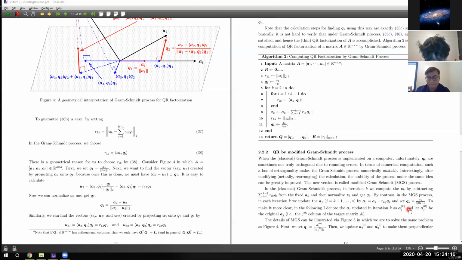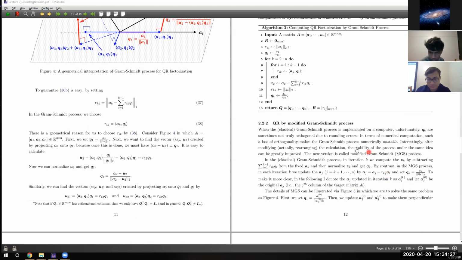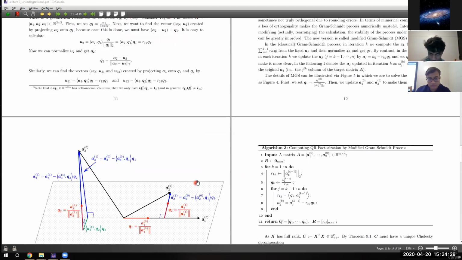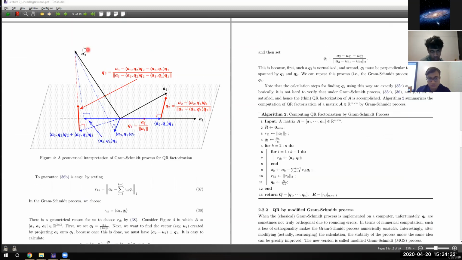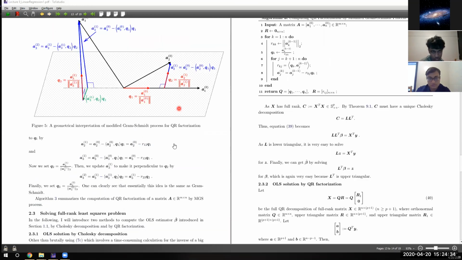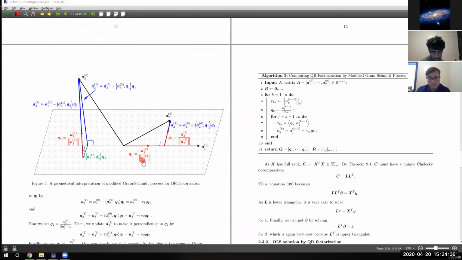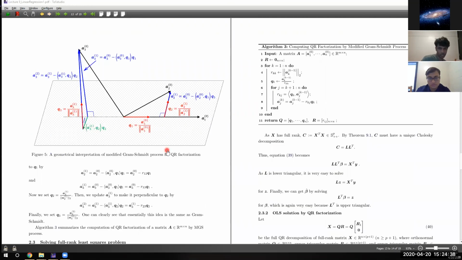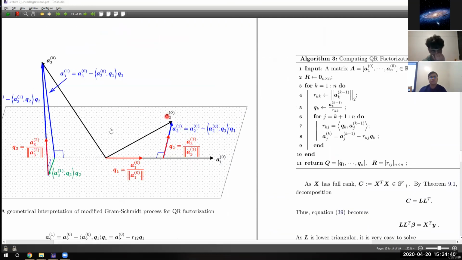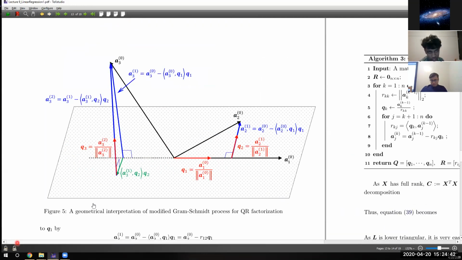And what we're gonna do is that we're gonna set qk equal to akk, I should write akk here, divided by its norm. And let's have a look at the example. It's gonna be more clear. Again, exactly the same problem. Okay. So first of all, let me make it bigger. First of all, I'm gonna make q1 equal to this, the same.